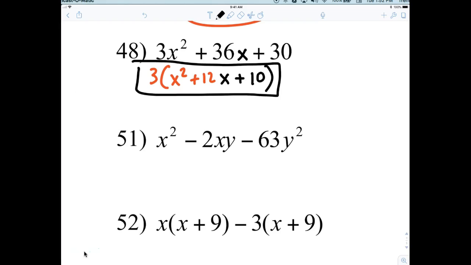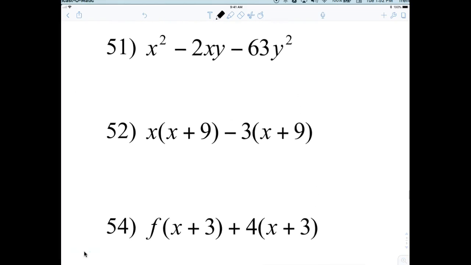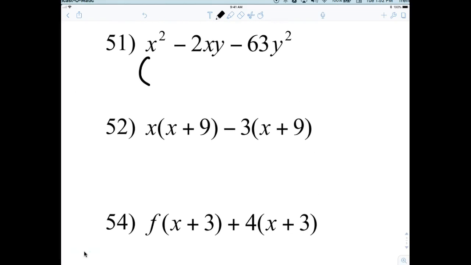All right. So number 51. Let's take a look at this. Nothing in common, correct? So it should be pretty easy. X minus 9y, X plus 7y. Everybody okay with that? Yes.